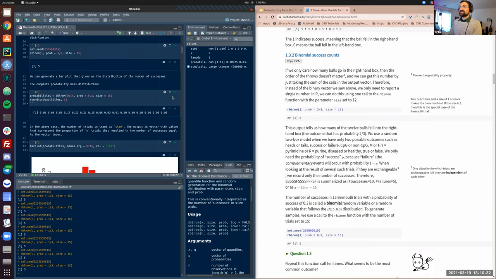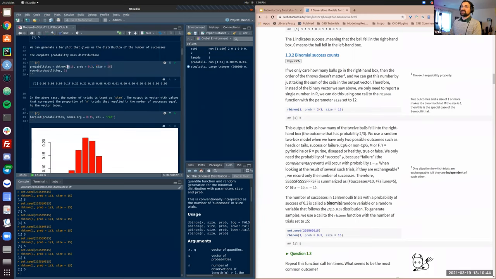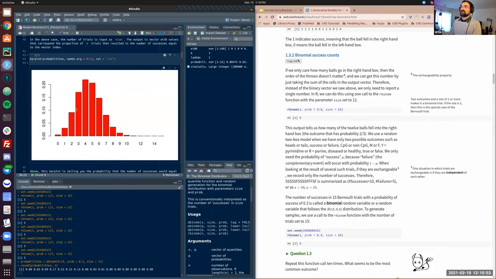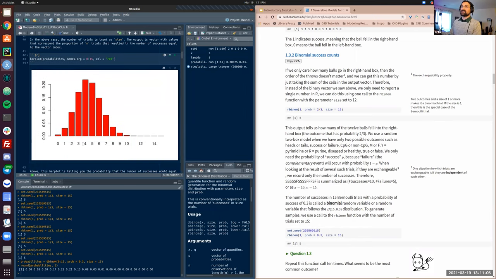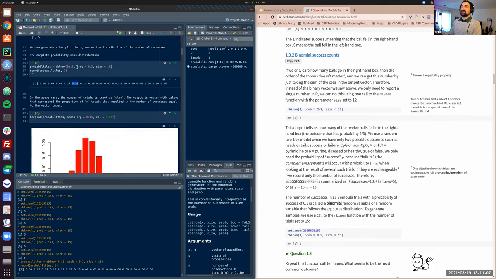So let's plot the number of times we get successes given n number of Bernoulli trials. From 0 successes to 15 successes, we're trying to calculate the proportion of times we get X number of successes. And here you can see I've already generated the bar plot. Most of the time, the plurality of the time, 22% of the time we get 4 successes, given a probability of 0.3, a 30% probability of success, and 15 Bernoulli trials.